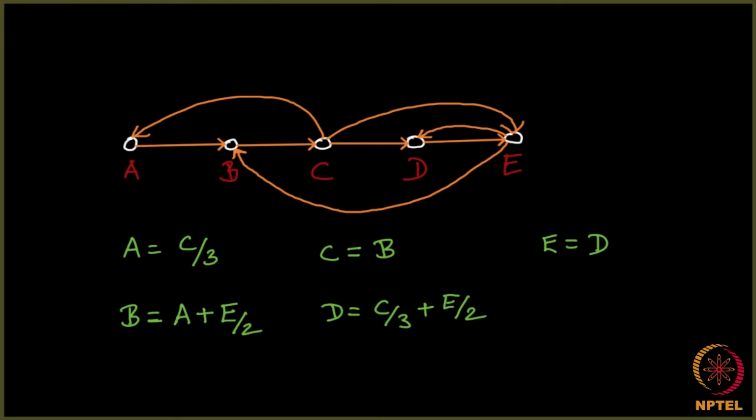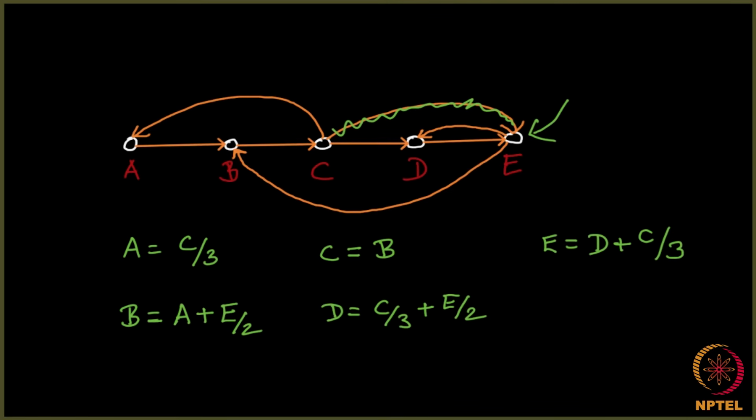So I forgot something here. So let me just write that down. E, as you saw, has an incoming link from C as well, not just from D. So you have an incoming link from C. So let me make a note of this. E is not just equal to D, it is D plus C by 3.